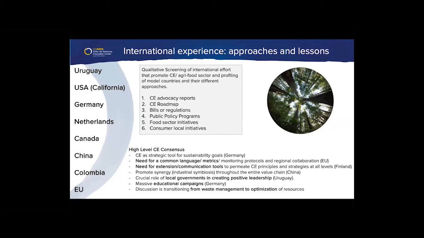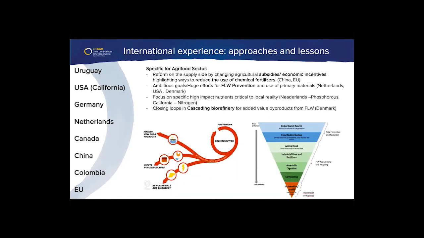First of all, I can say that after looking at all of these documents, there is a high-level consensus that circular economy is a strategic tool for sustainability. There's definitely a need to improve a common language and generate metrics for monitoring the efforts, and also the need for extension and communication tools to permeate the principles to all of the different players. Specifically for the agri-food sector, some of the lessons and good practices we were able to gather from these countries: first, reforms on the supply side by changing agricultural subsidies or generating economic incentives to highlight ways to reduce the use of chemical fertilizers.